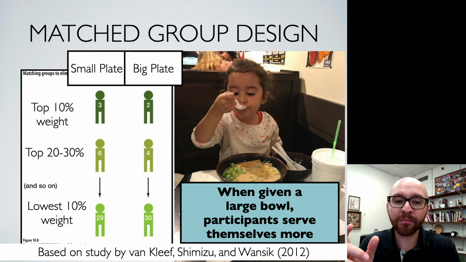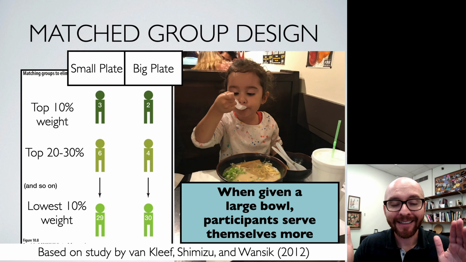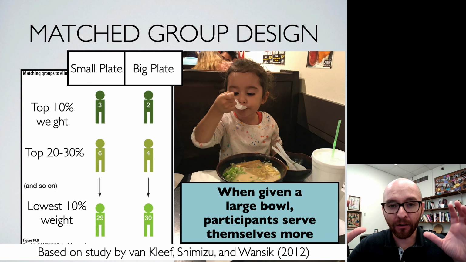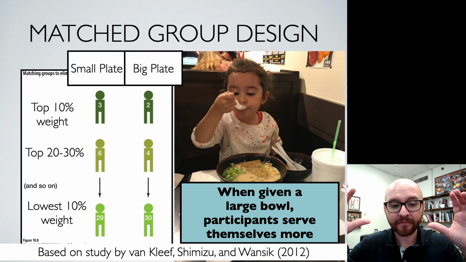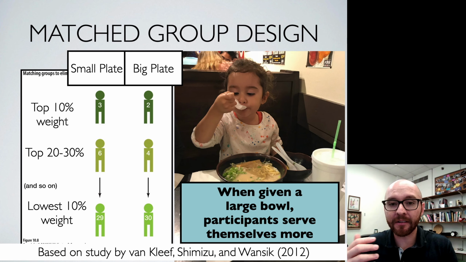And then you would compare within these groups, right? So you would compare how much food people eat on the small plate versus the big plate, only comparing the top 10%. And then you would compare the top 20 to 30% and look at the difference between the small and big plates only for that group, right? So this is what you would do when you do a matched group design.